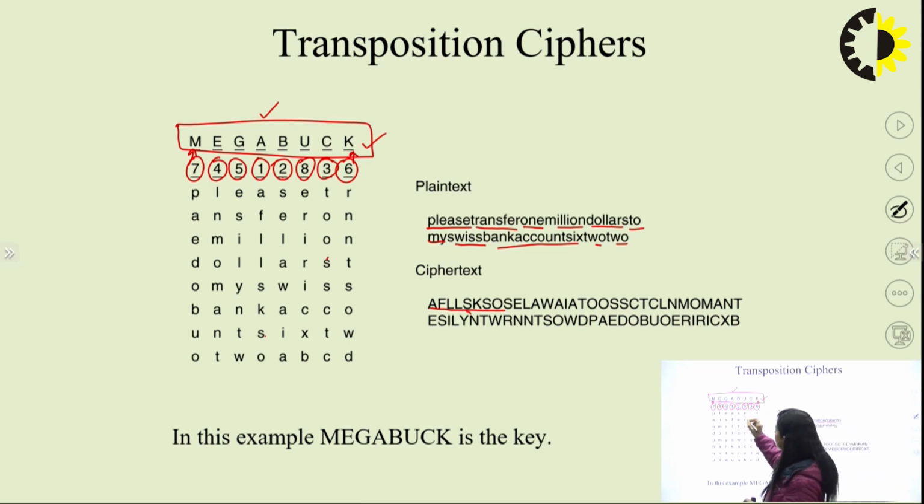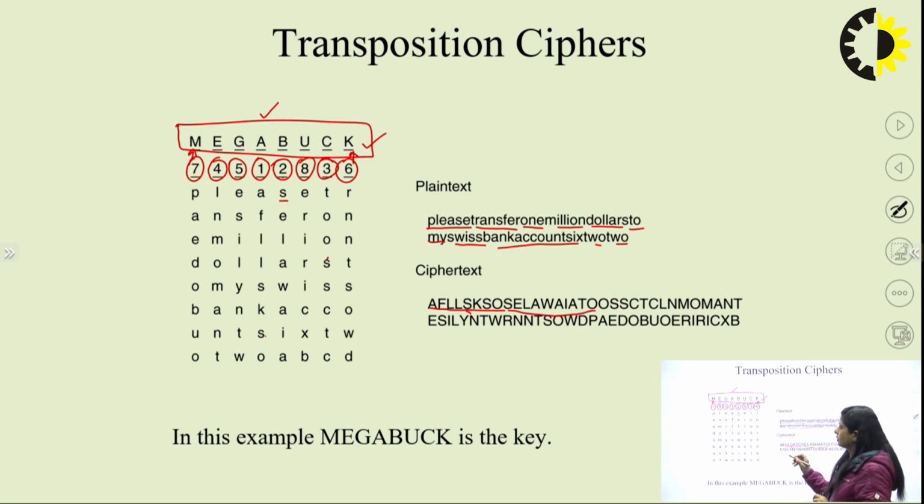Next is 2. Then start with S: S, E, L, A, W, A, I, A. Then next is 3: T, O, O, S, and so on. Right? As simple as that. So, that's how this plain text is getting converted into the ciphertext.